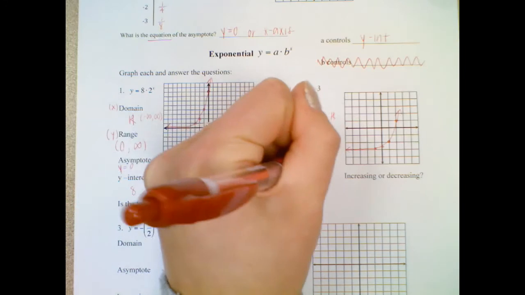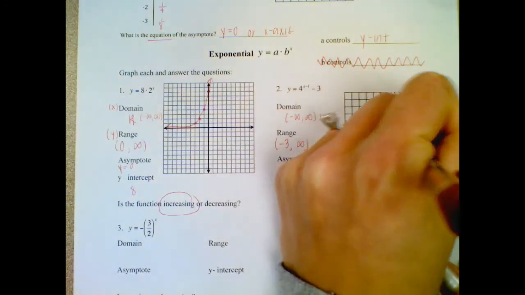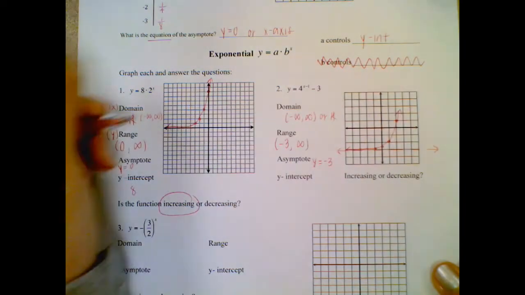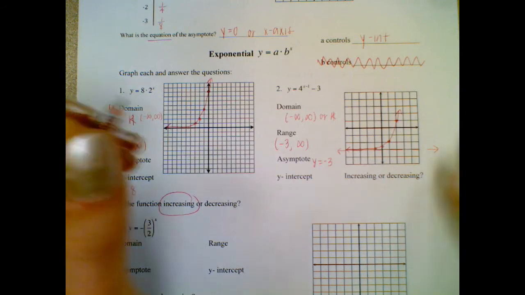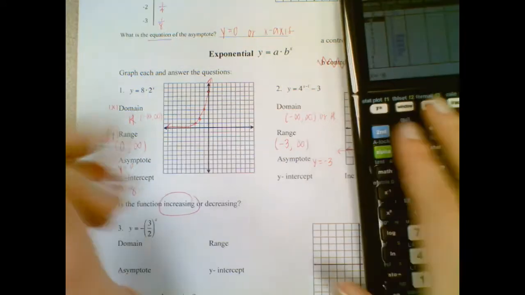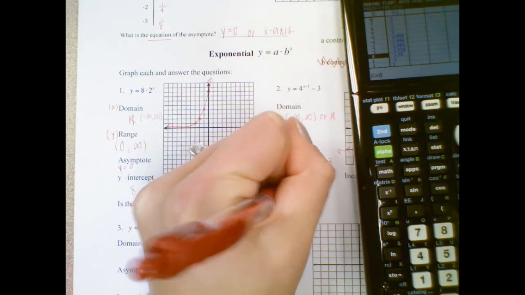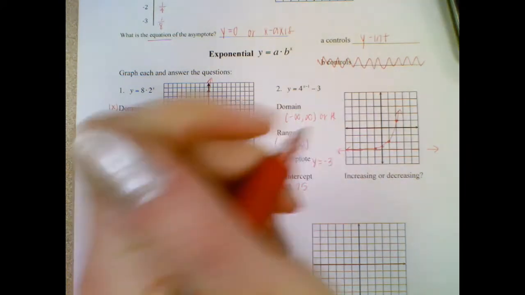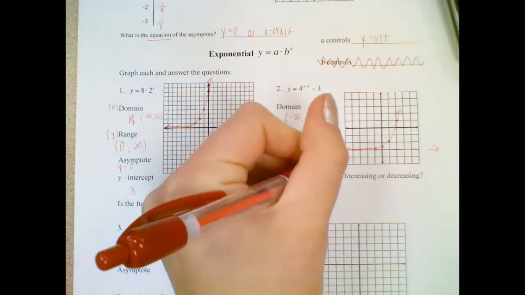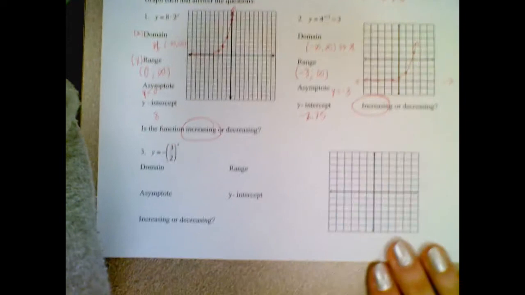My asymptote is at y equals -3. We can even draw that in, guys. Just make sure it's a dotted line because it's not part of the function. My y-intercept was when x is 0, so that's at -2.75. And this function is increasing because as I go from the left to the right, it goes up. So it increases. All right, let's do one more.